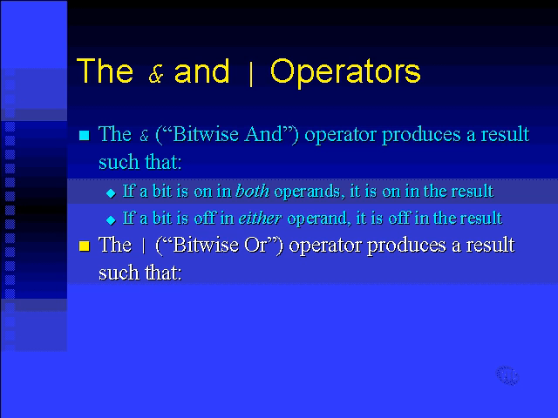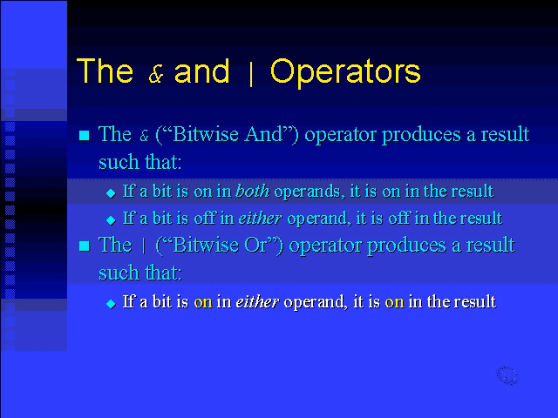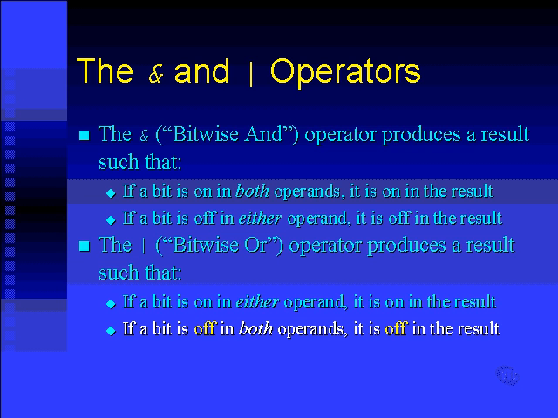The bitwise OR operator is almost the same. It's just like its logical OR counterpart. If a bit is on in either operand, it is on in the result, and if a bit is off in both operands, it is off in the result. Okay, I've got to show you an example of that, otherwise you're going to get very confused.